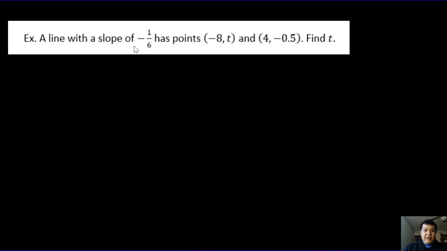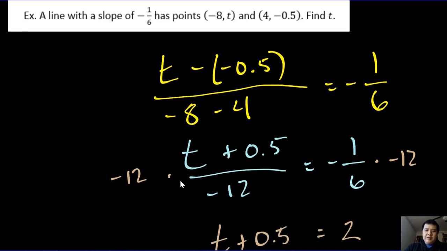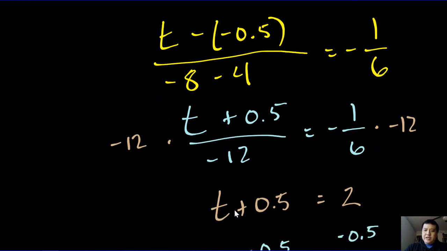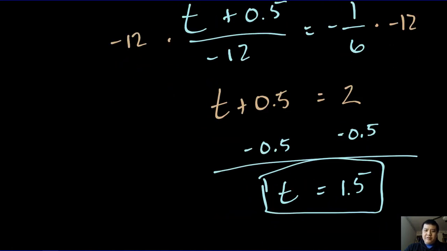A line with a slope of negative 1/6 has points (negative 8, t) and (4, negative 0.5). Find t. Go ahead and try this on your own. What you should have found is that t is 1.5 because we set it up as t minus negative 0.5 over negative 8 minus 4. Negative 8 minus 4 is negative 12. Subtracting a negative is the same thing as adding a positive, so I just changed it to t plus 0.5. Multiply both sides by negative 12. We get t plus 0.5 is 2. Subtract 0.5 from both sides. We get t is 1.5.